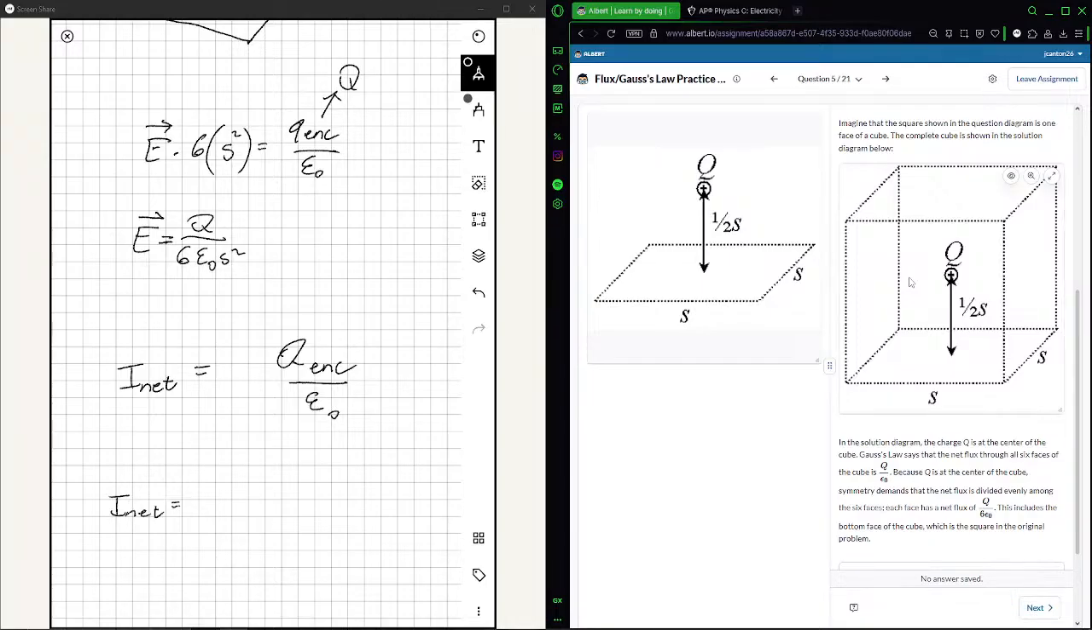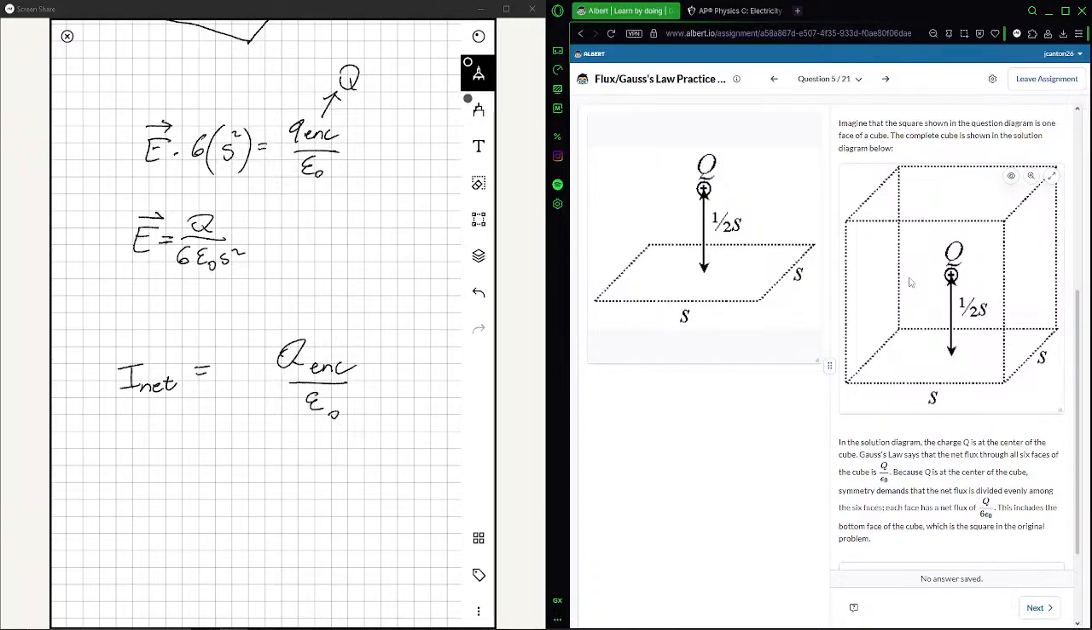But isn't the direction different? The direction's different, but they're all the same distance from the charge. So it doesn't matter. Is it a vector? Is it a scalar? Yeah, it's a scalar. Flux is a scalar. Oh, okay, never mind. Yeah, that makes sense.